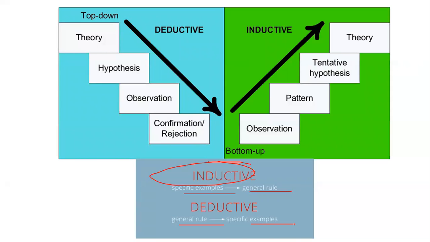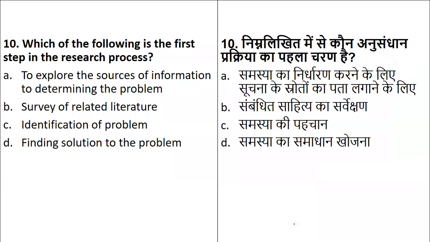Now, which of the following is the first step in the research process? If you're talking about the steps of research, which is the following: to explore the source of information, survey of related literature, identification of a problem, or finding a solution to the problem? Which indicates the first step? Here sometimes the students go wrong, so be careful. If you are starting a research, you want to do research, what will be your first, very basic step?